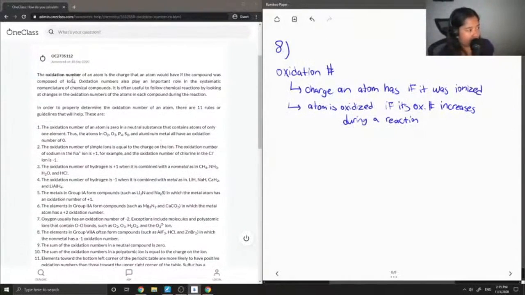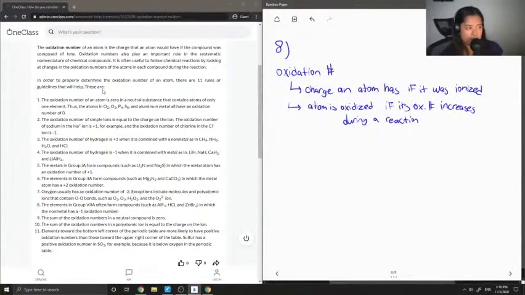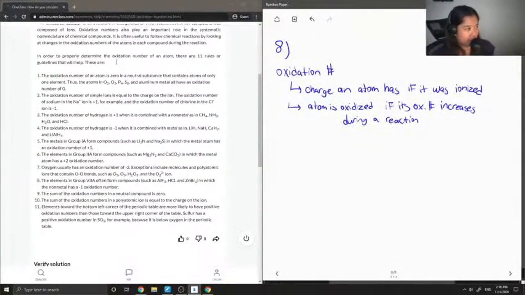Okay, so the oxidation number is the charge that an atom would have if the compound was composed of ions. They play an important role in the systematic nomenclature of chemical compounds, and it's useful to follow chemical reactions by looking at changes in the oxidation numbers of the atoms in each compound during the reaction. So here they also gave helpful rules to help us determine the oxidation number of an atom. So here are the main rules.